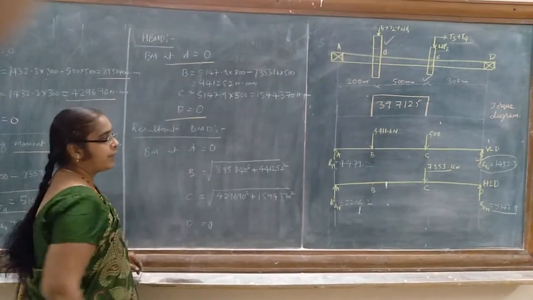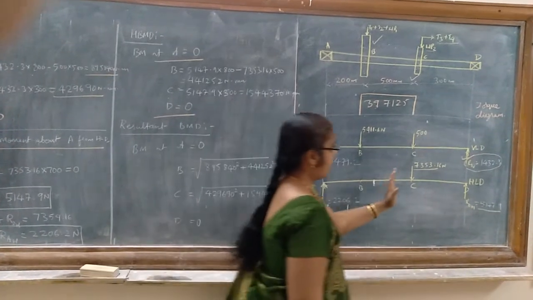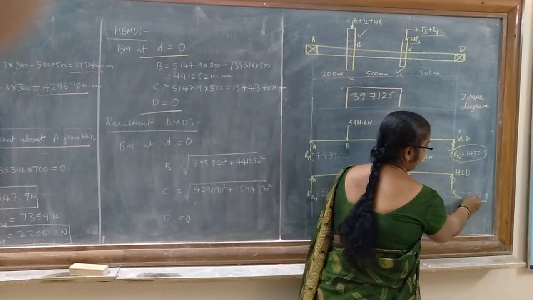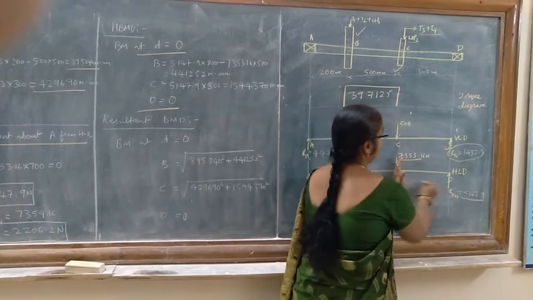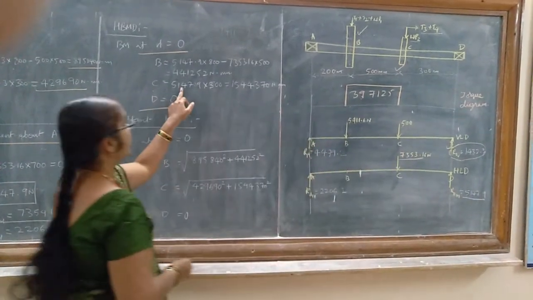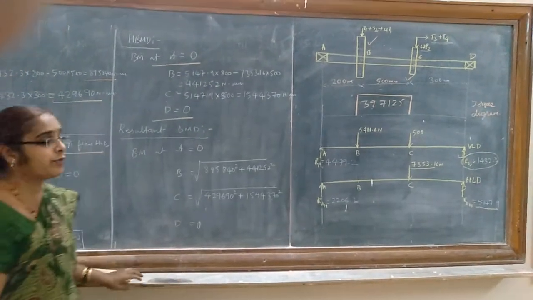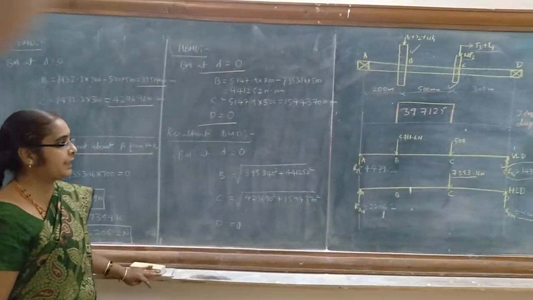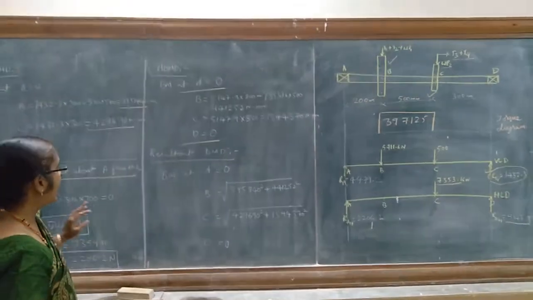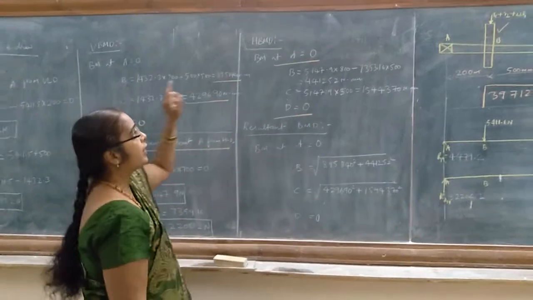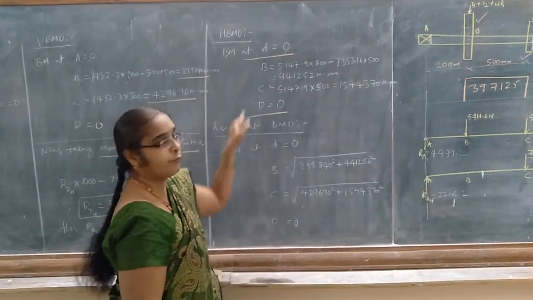Now similarly let us find it for C. I will come to C. On the right side only one load is acting, that is RDH into distance 300. So RDH into 300. If you calculate, you will get this much bending moment at point C. So we have calculated the vertical load bending moment diagram and horizontal bending moment diagram values.